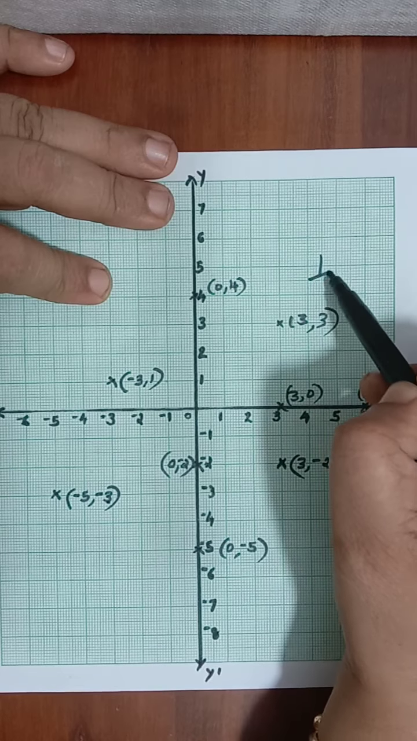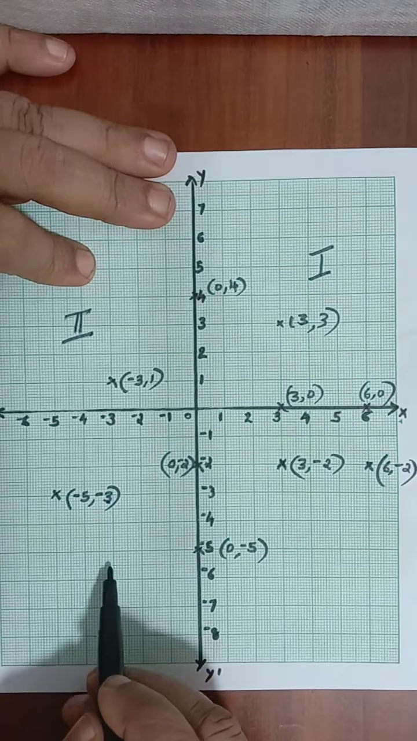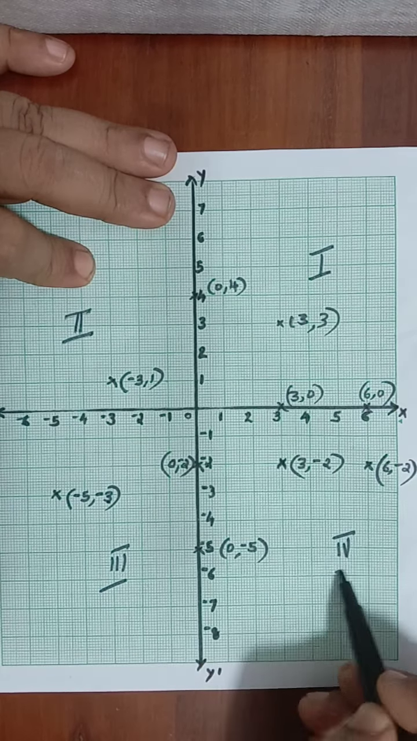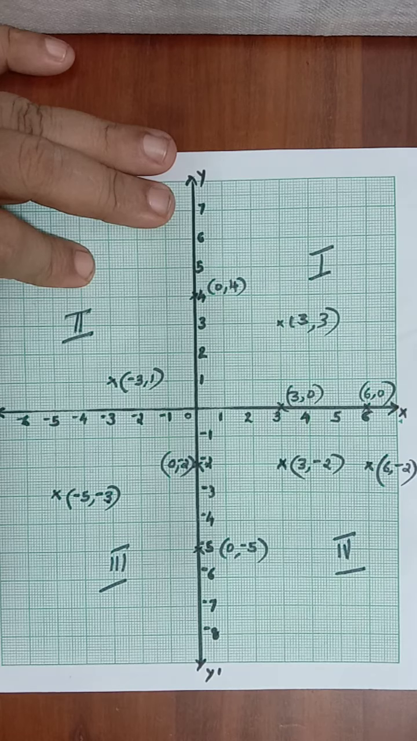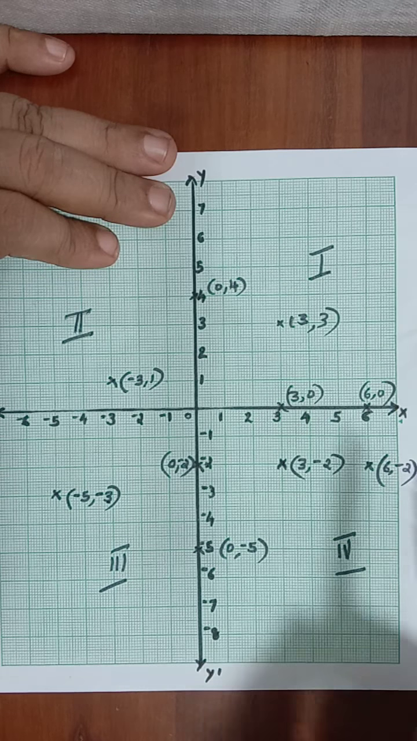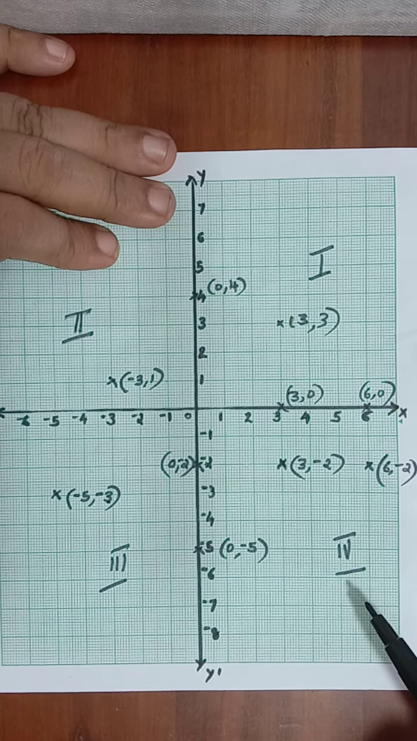Now about the quadrants. This is called the first quadrant. This is our second quadrant. This is the third quadrant and this is the fourth quadrant. You also have to use a graph and plot these points. Mark the quadrants: first quadrant, second quadrant, third quadrant, fourth quadrant.